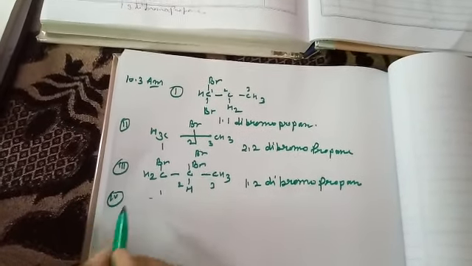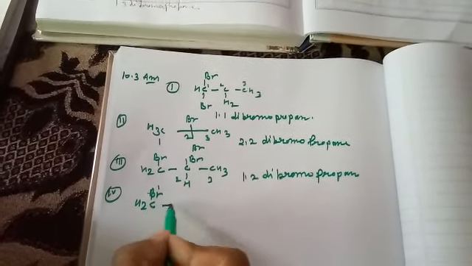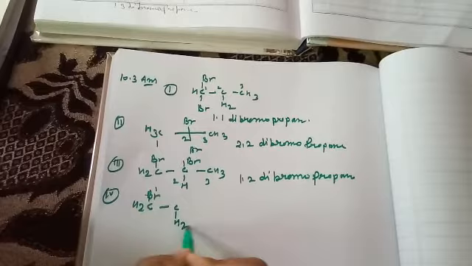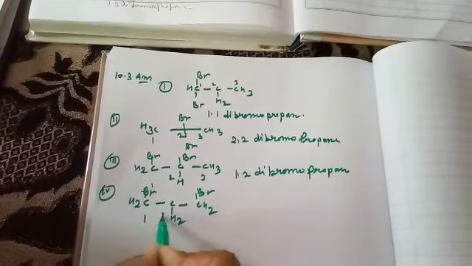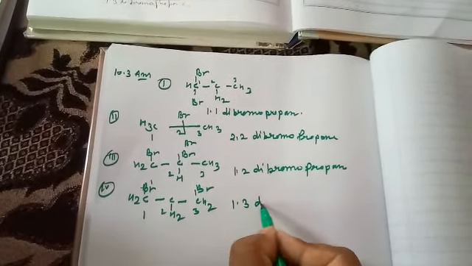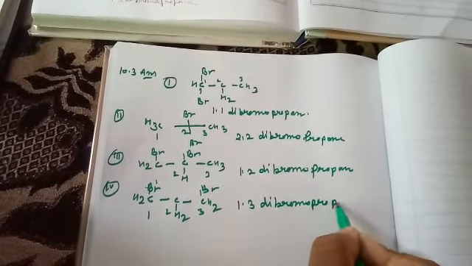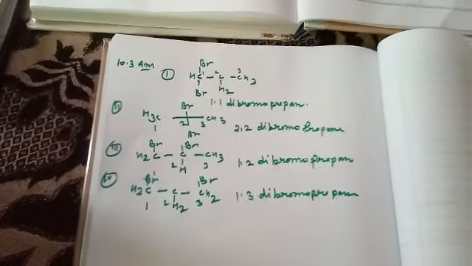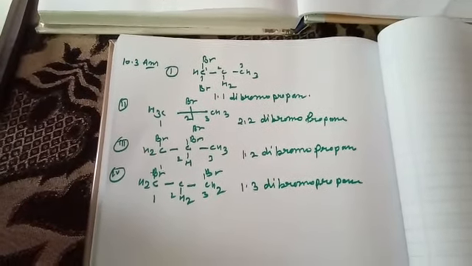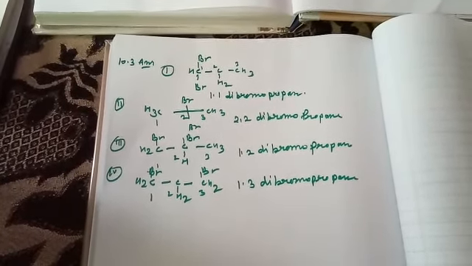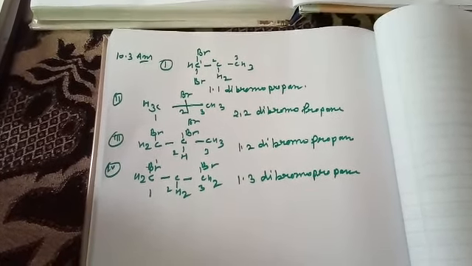And fourth isomeric: H2C Br, CH2 and CH2 Br. 1,3-dibromopropane. In question 10.3 answer, first is 1,1-dibromopropane, second 2,2-dibromopropane, third 1,2-dibromopropane, and fourth 1,3-dibromopropane.